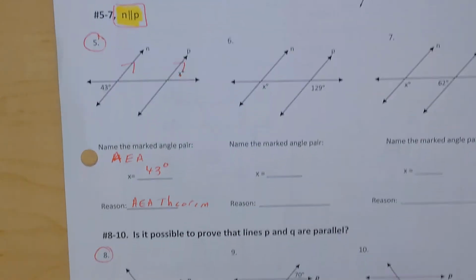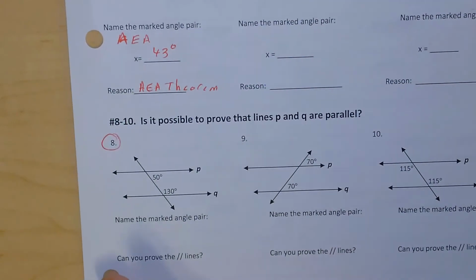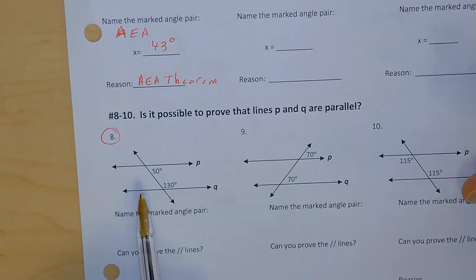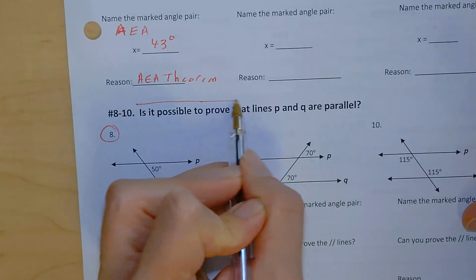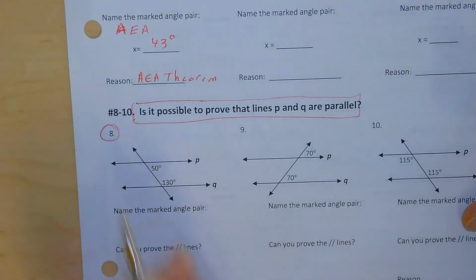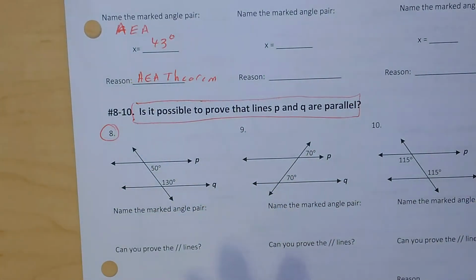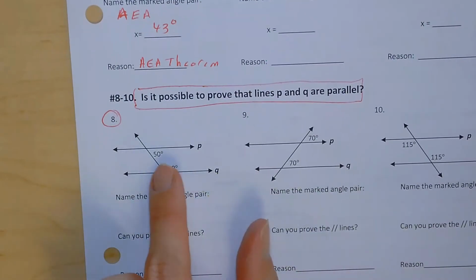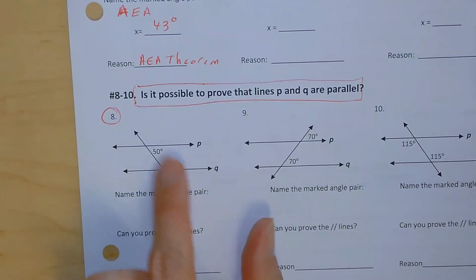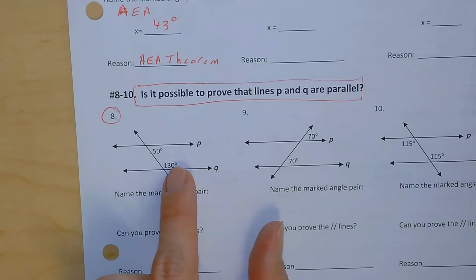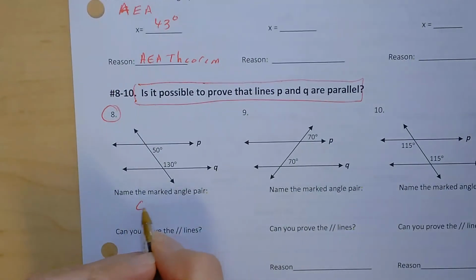Okay? Now down at the bottom, I want you to look at number 8. This time I'm asking you, is it possible to make the lines parallel? Meaning we don't know, we're trying to make the lines parallel. So I'm not putting arrows on this. I'm just going to look at the angle pair that I have. I know these angles are called consecutive interior angles, so I'm going to label them as CIAs.